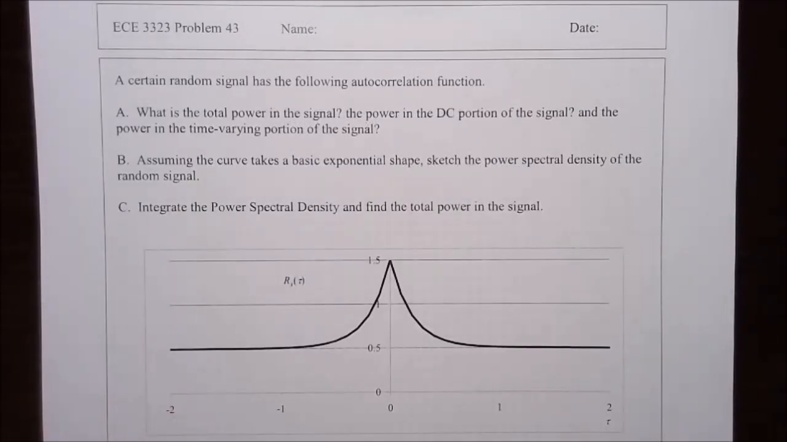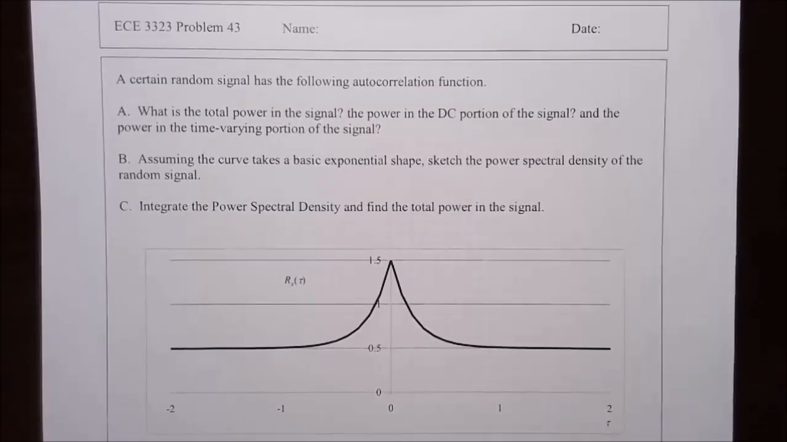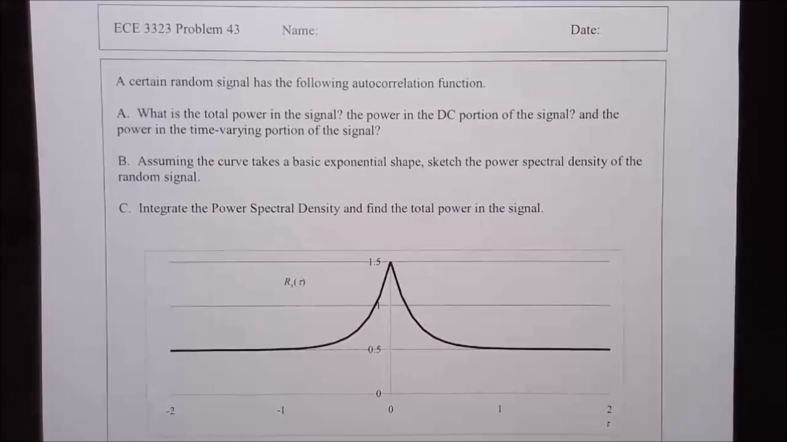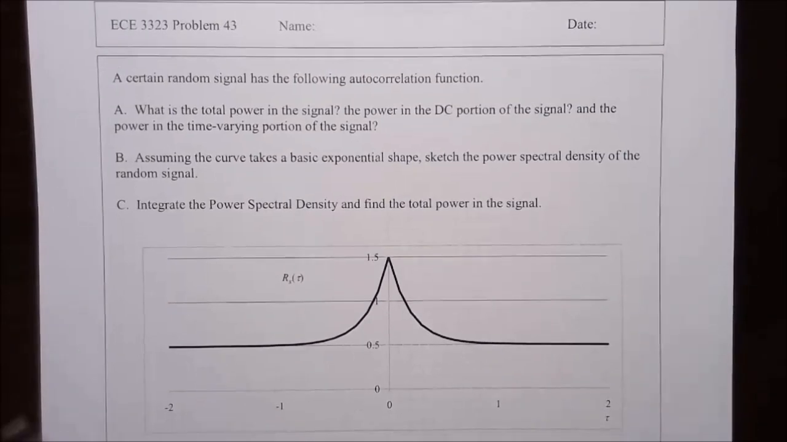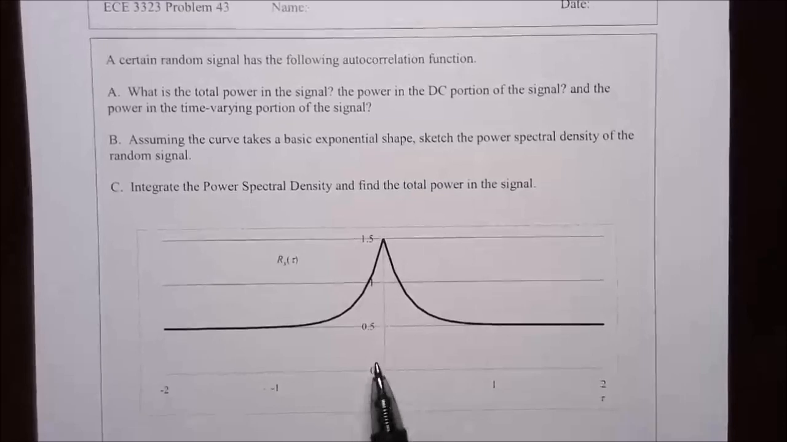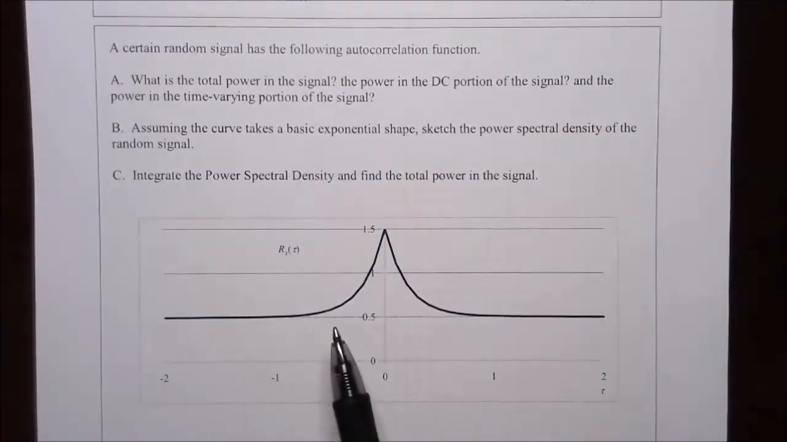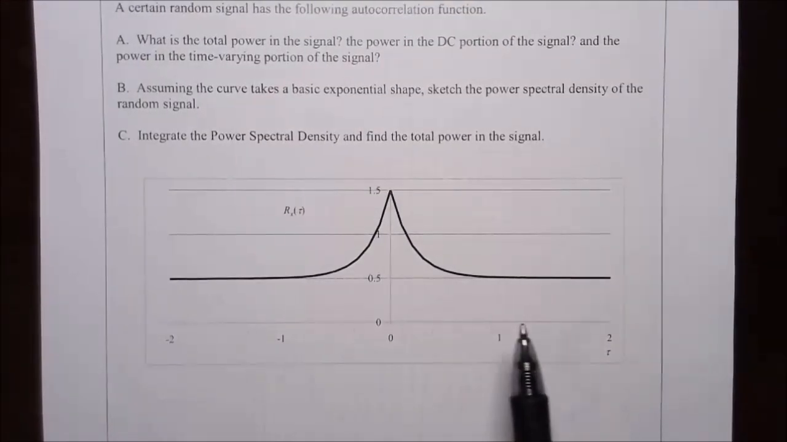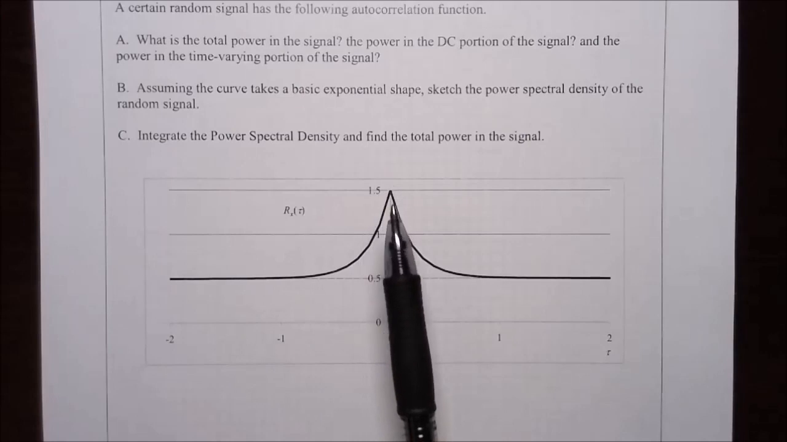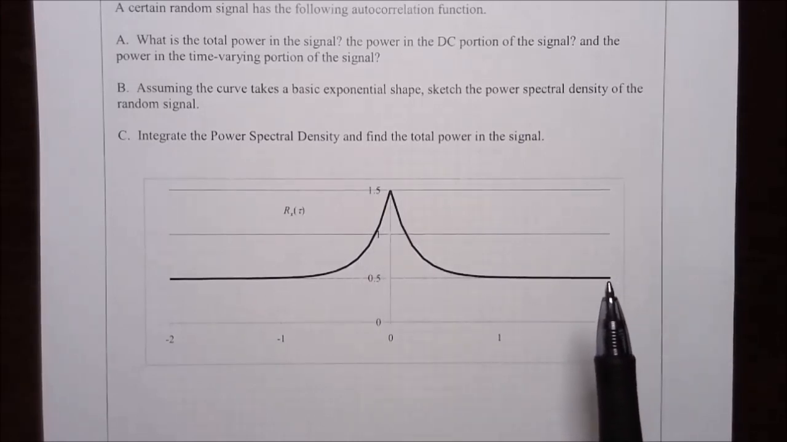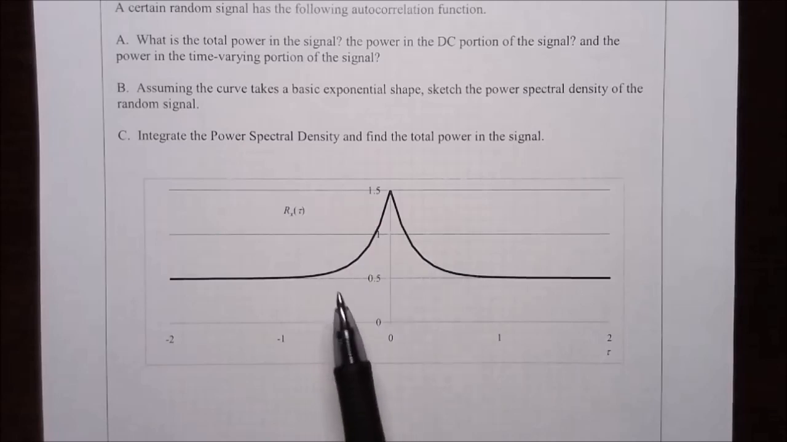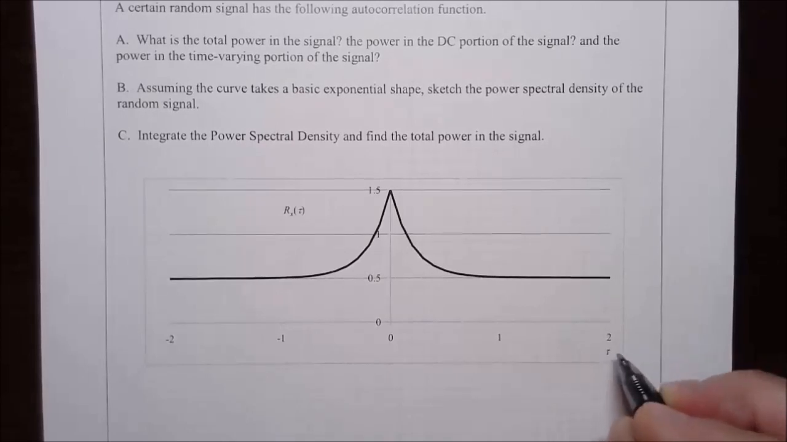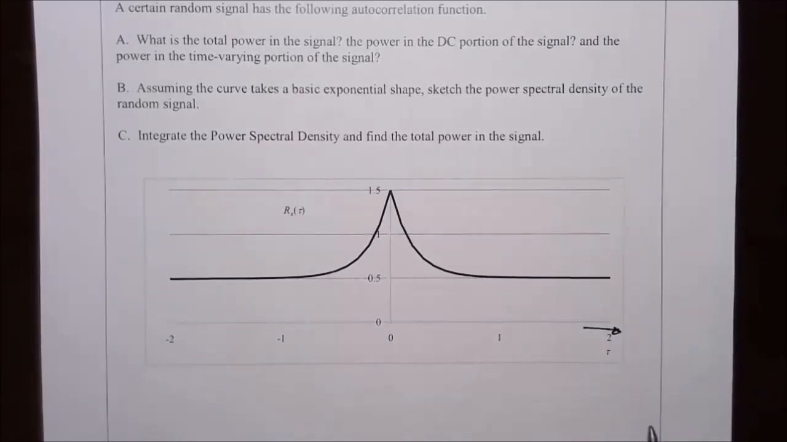I've posted some assignments to reinforce these observations and definitions, and it's pretty straightforward to work these out. First of all, we're dealing with an autocorrelation. A certain random signal has this autocorrelation function. See, here is the zero line. It's got this symmetrical shape, which is what an autocorrelation will have. So this is time shift tau along the horizontal axis.